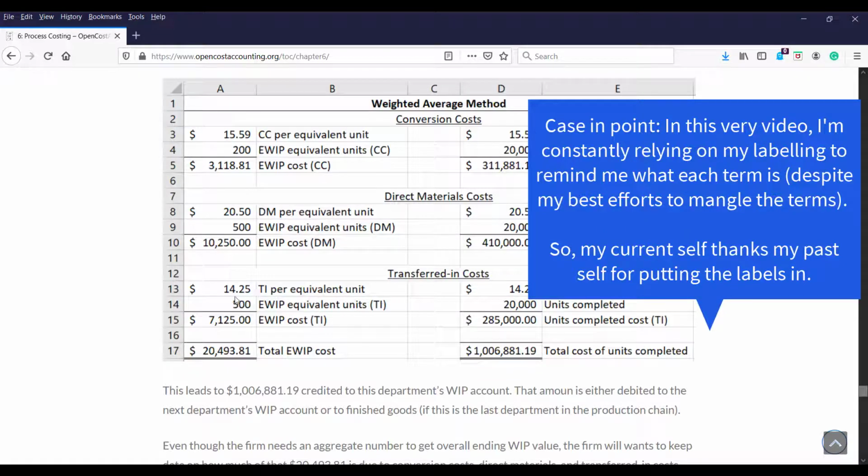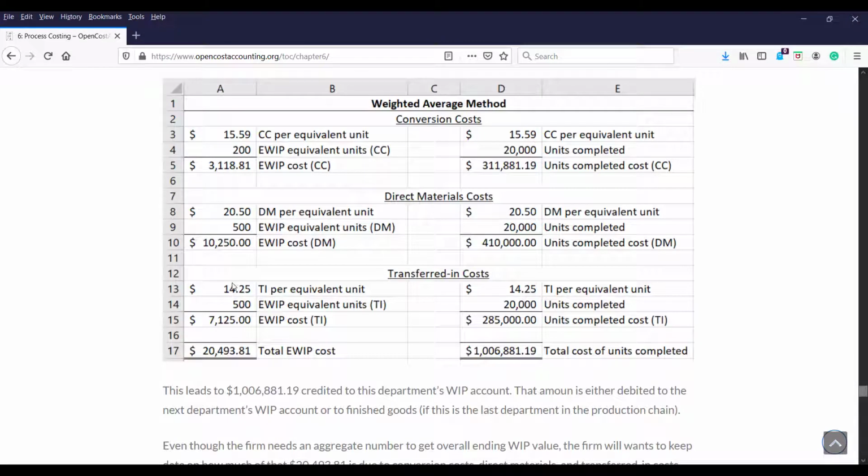So we have our rate for transferred in costs per equivalent unit. Here we go: 14.25. We multiply it by our ending WIP equivalent units with respect to transferred in costs, and we end up with 7,125 total ending WIP cost for transferred in costs. That's how much of the transferred in costs we incurred this period and had at the beginning of the period in beginning WIP that go to ending WIP. Then we have our rate, 14.25, our transferred in cost per equivalent unit, multiplied by the units completed, 20,000. We end up with $285,000 of units completed cost with respect to transferred in costs.